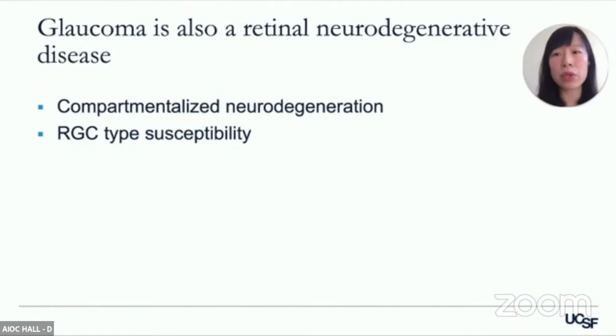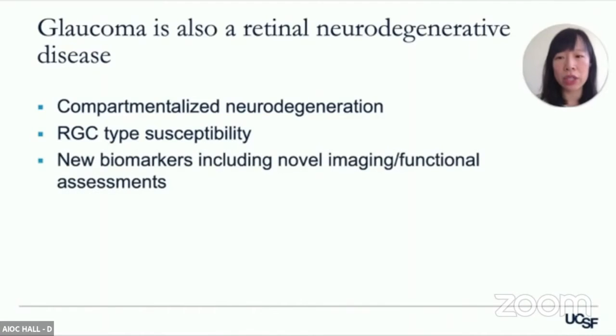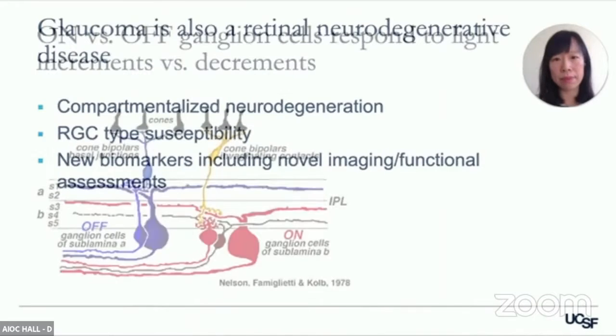Glaucoma is also a retinal neurodegenerative disease, and I'll focus on two aspects: compartmentalized neurodegeneration and ganglion cell type susceptibility, and how this information can lead to new biomarkers, including novel imaging and functional assessments.